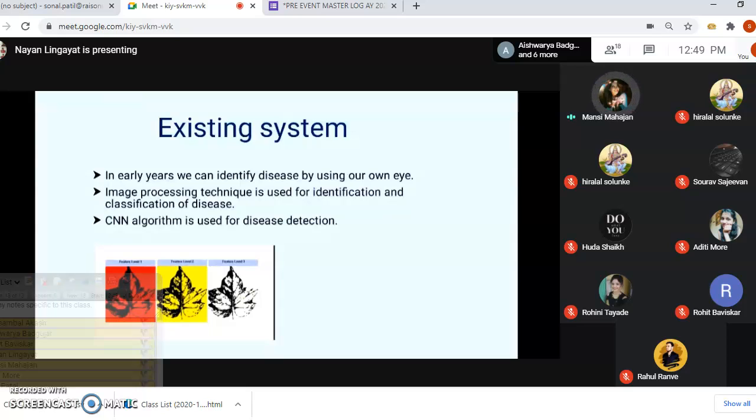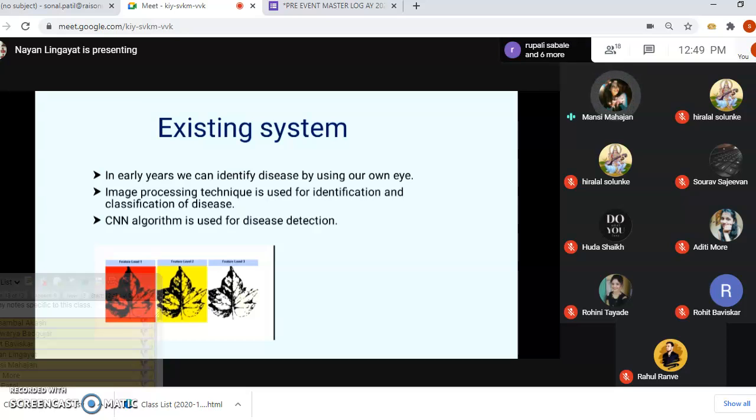Second, image processing technique is used for identification and classification of disease. In the image processing technique, images of the affected area are taken. The RGB image is converted to HIS format for identifying disease. But the initial cost is high, and once the system is damaged, the images will be lost.